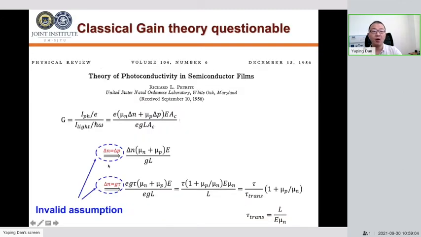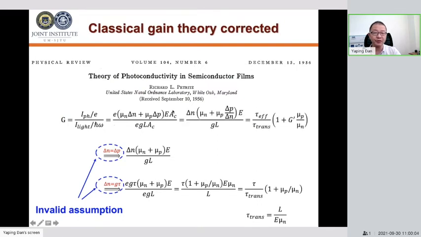That also means one photon will create one electron and one hole, but the excess carriers contributing to the conductivity are mostly the majority excess carriers, not the minority excess carriers. So that means delta n is not equal to delta p. Due to that reason, we cannot simplify this equation.